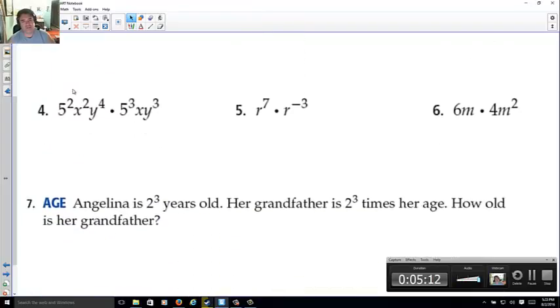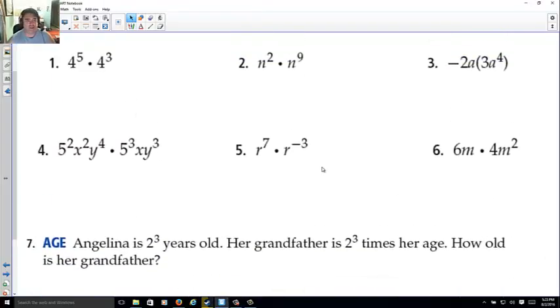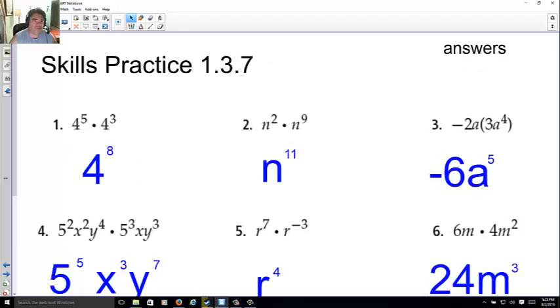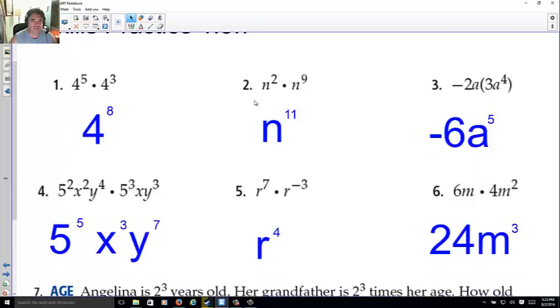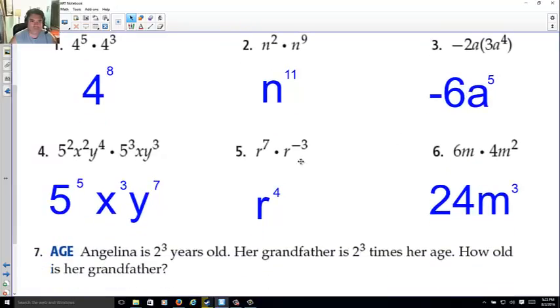Skills practice. Let me drop this here. There are 7 of them. Go ahead and try it this time. Take a look here. Everything seems to be in order.